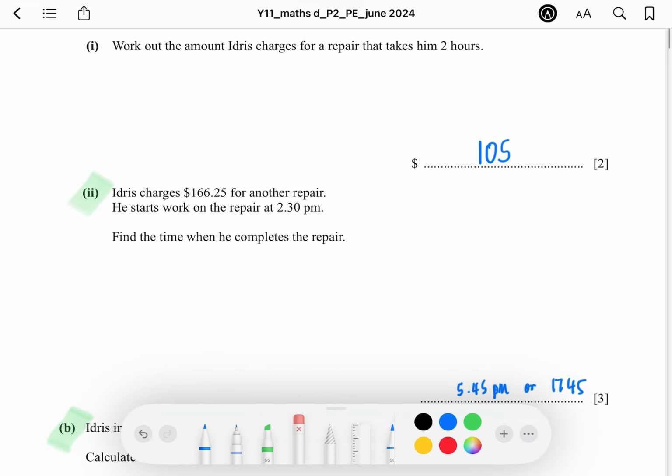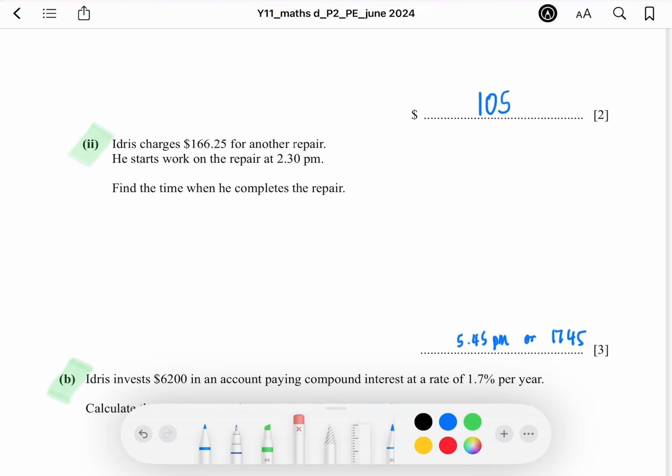Let's start with the second question here. Idris charges $166.25 for another repair. He starts work on the repair at 2:30 p.m. Find the time when he completes the repair.